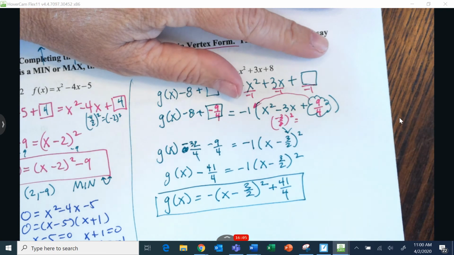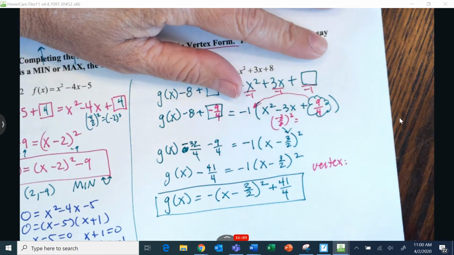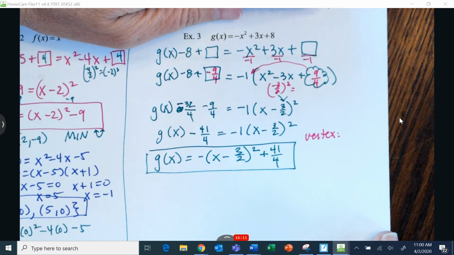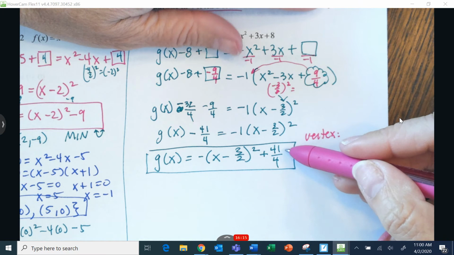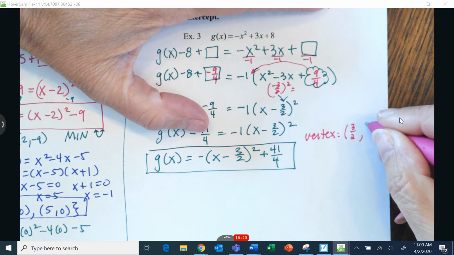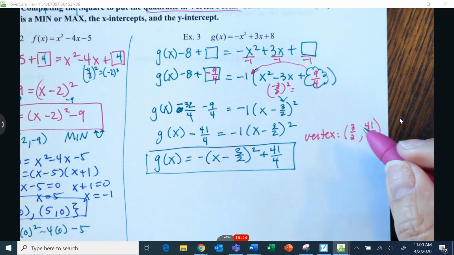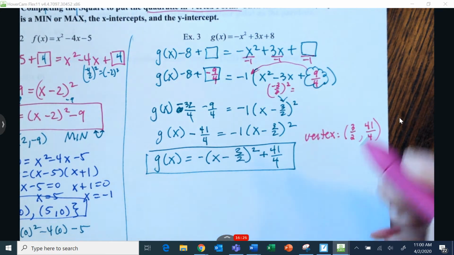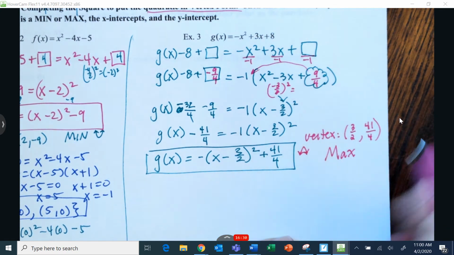So we can find our vertex. And the vertex is one of the most important things about the parabola, so being able to find the vertex, that's why we're doing complete the square. 3/2, 41/4. Is this a maximum or minimum? Well, because it's negative in front, it's going to open down, so that's going to make this a maximum.